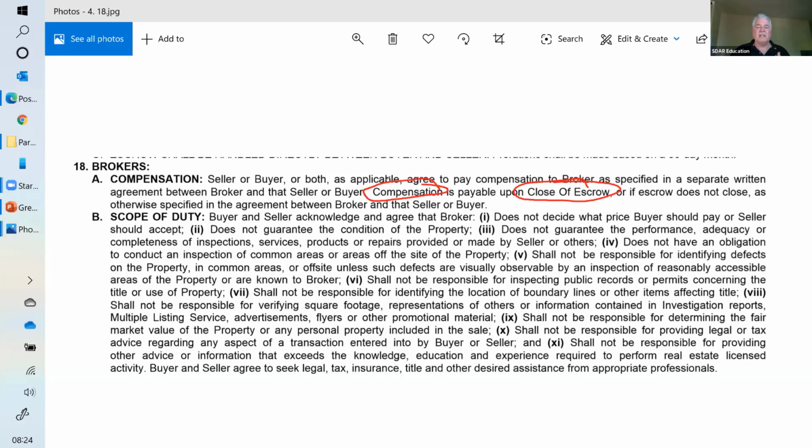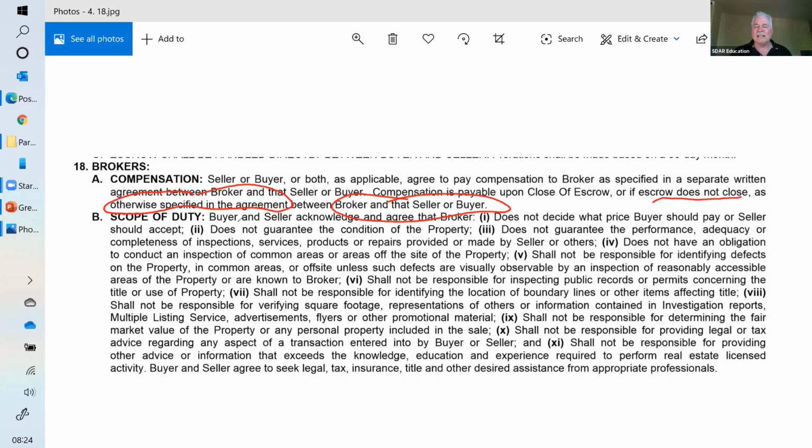But the agent who thinks that they are entitled to get compensated at close of escrow is mistaken. It's the broker. This is the brokers in the transaction. And then you are compensated based on whatever your contract is with your broker. Okay, that's all. It's that simple. Okay, so or if escrow does not close as otherwise specified in the agreement between the broker and that buyer, seller, or buyer, I love that, right?